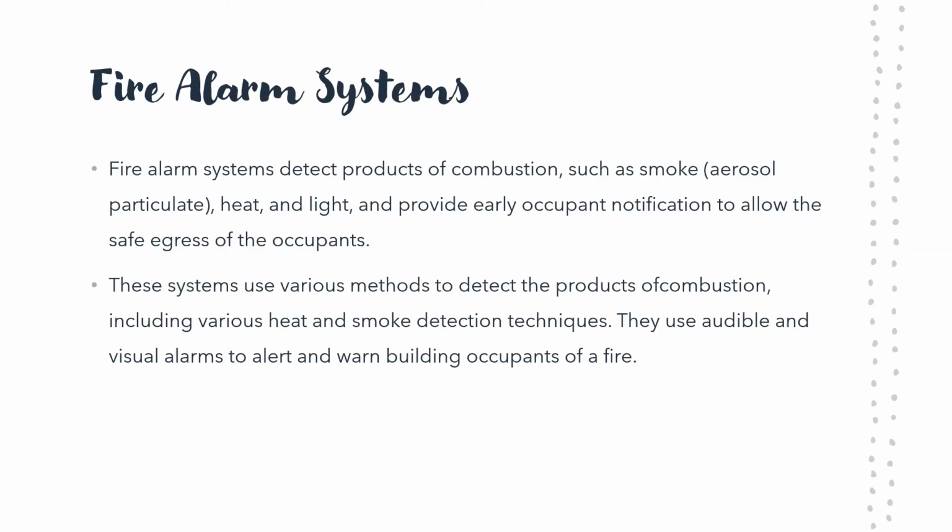Fire alarm systems detect products of combustion such as smoke, like the aerosol particulates, heat and light, and provide early occupant notification to allow the safe egress of the occupants. These systems use various methods to detect the products of combustion, including various heat and smoke detection techniques. They use audible and visual alarms to alert and warn the building occupants of a fire.